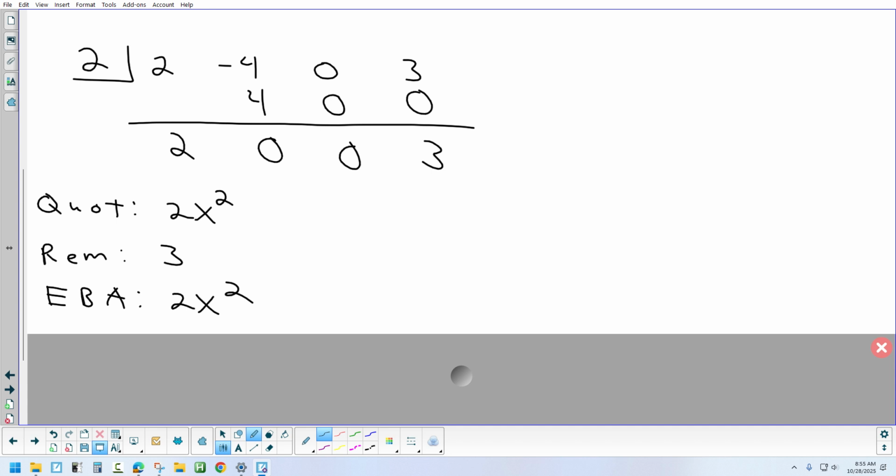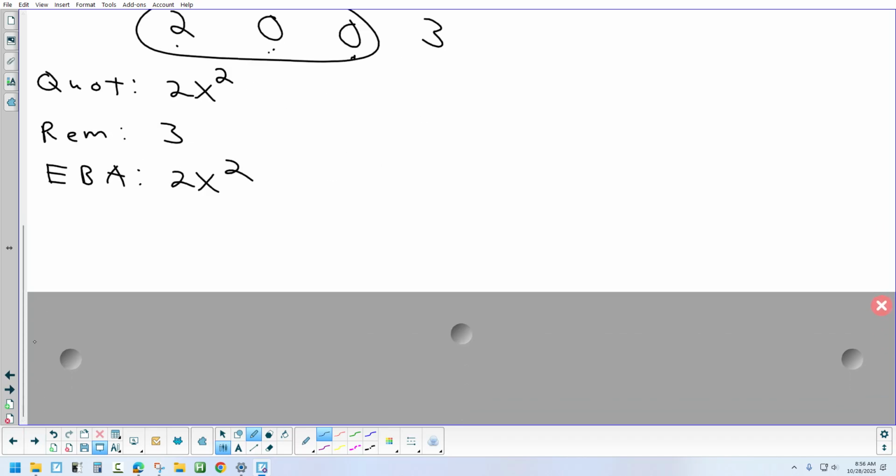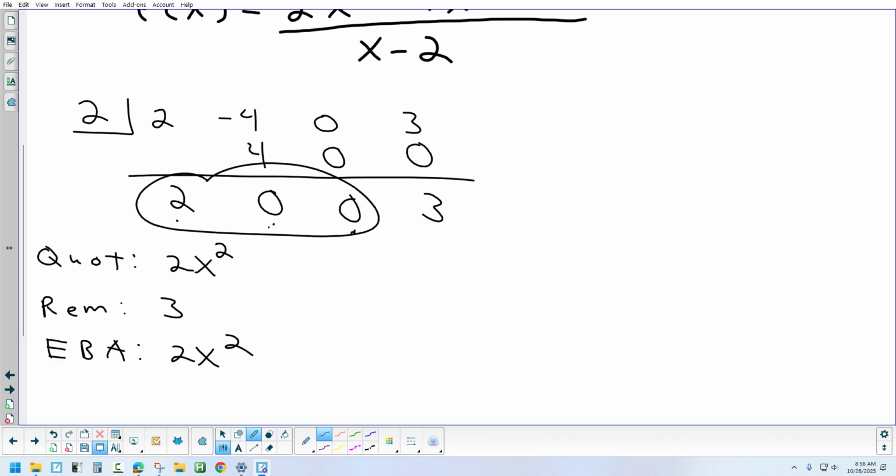Yep. How'd you get 2x squared for the quotient? 2x squared. So when you do your synthetic division, that's your constant, that's your linear term, and that's your quadratic term. So those are your coefficients. No linear and no constant in this one. But it is possible that you do get numbers here that are not 0, just not in this case. Okay, any questions on that?